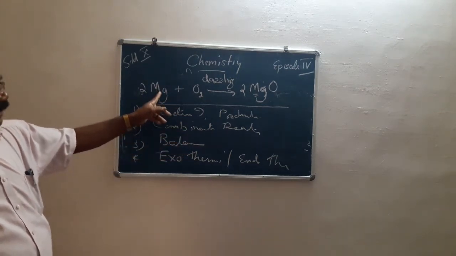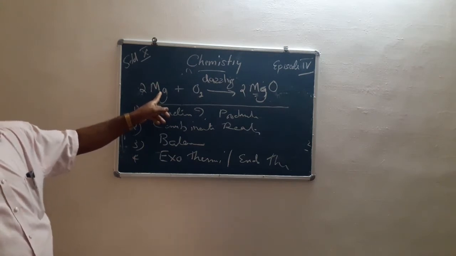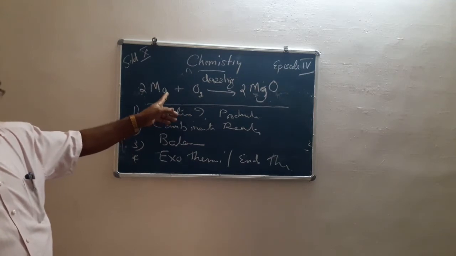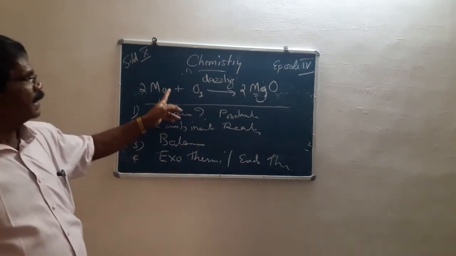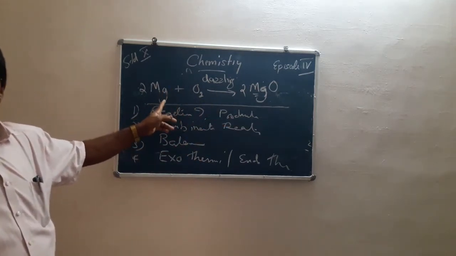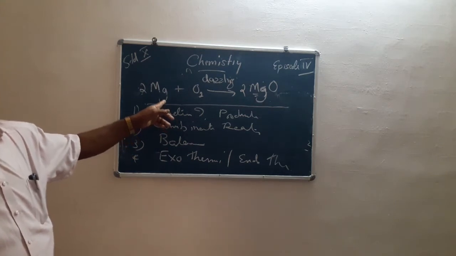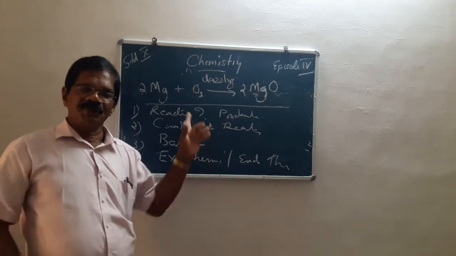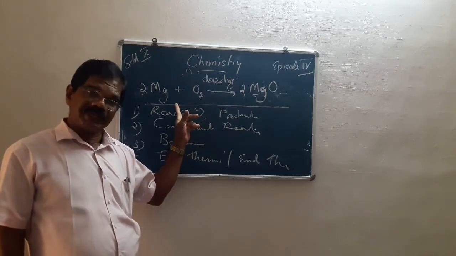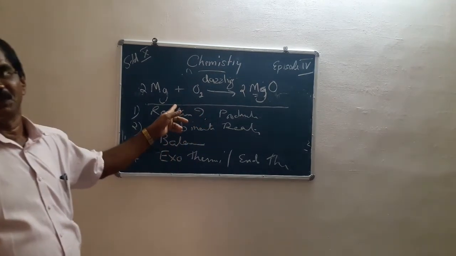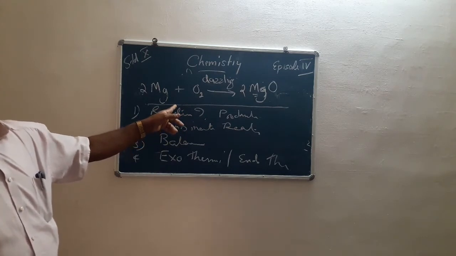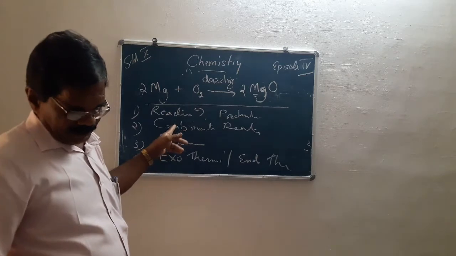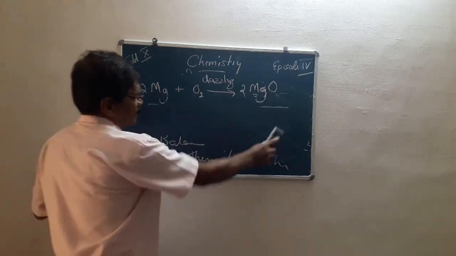So our question is why magnesium ribbon should be cleaned before the flame. If magnesium is not cleaned, it does not catch fire, because magnesium ribbon is coated with magnesium oxide. To remove the magnesium oxide coating, we have to clean it with sandpaper. Then another activity.